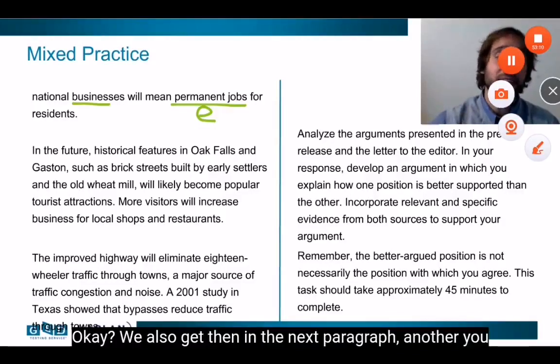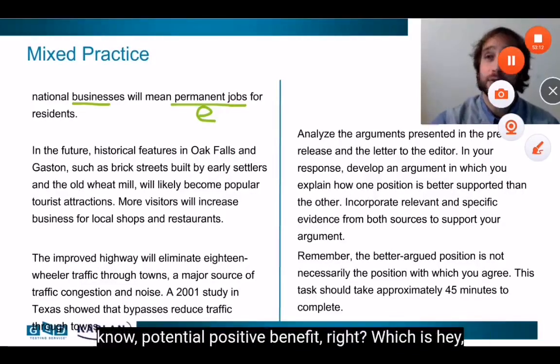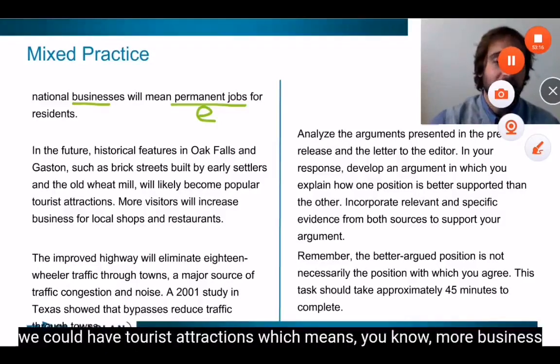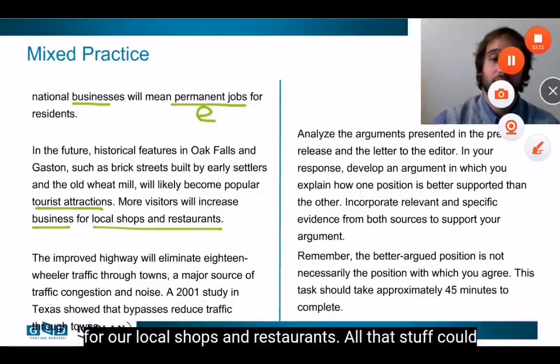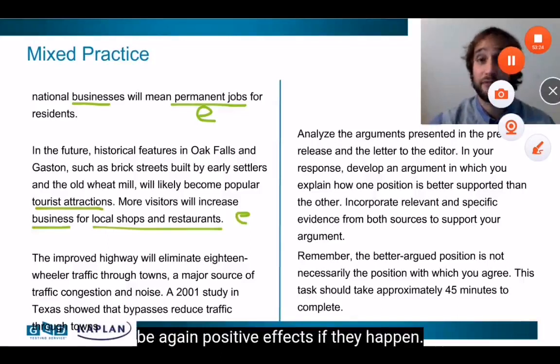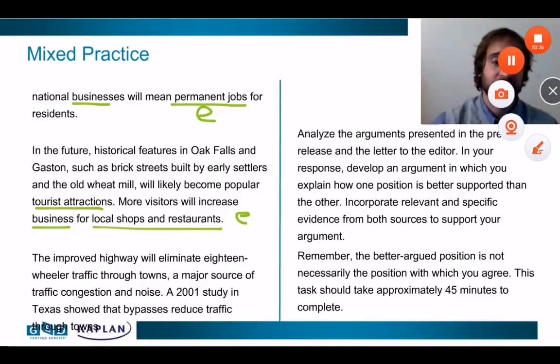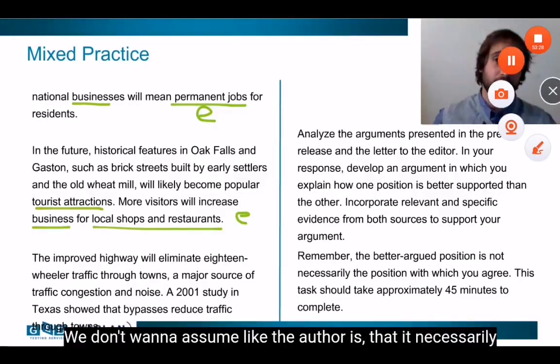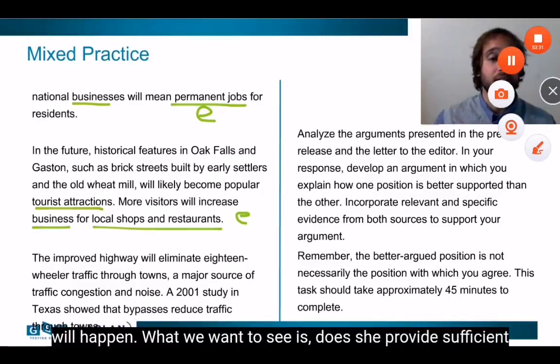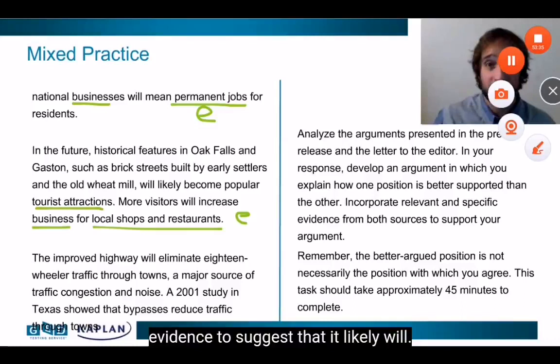Okay, we also get then in the next paragraph another sort of potential positive benefit, right? Which is, hey, we could have tourist attractions, which means more business for our local shops and restaurants. All that stuff could be, again, positive effects if they happen. We don't want to assume, like the author is, that it necessarily will happen. What we want to see is, does she provide sufficient evidence to suggest that it likely will?